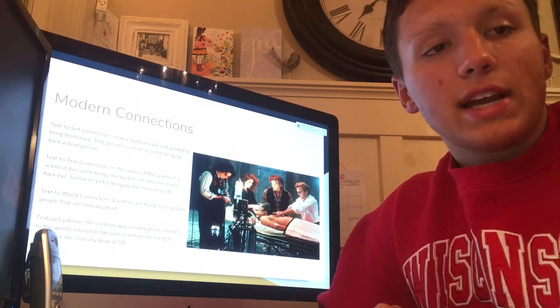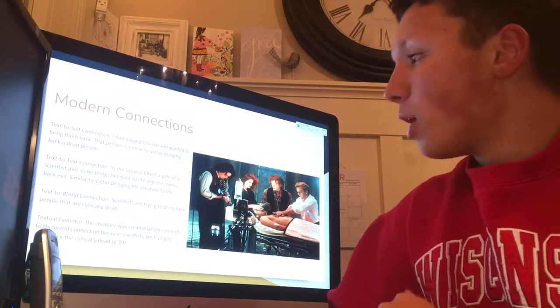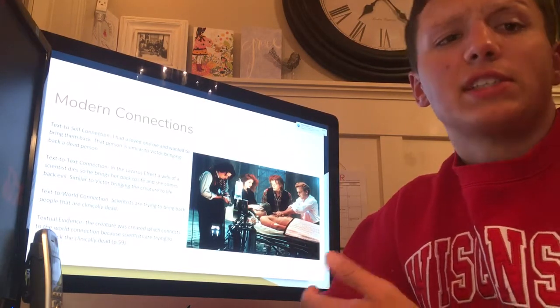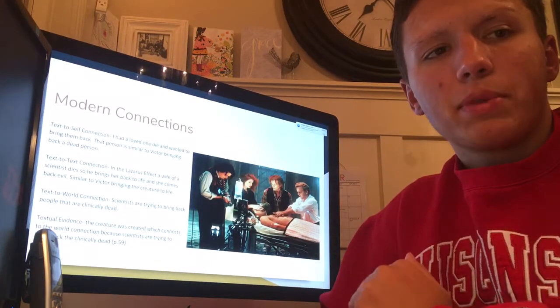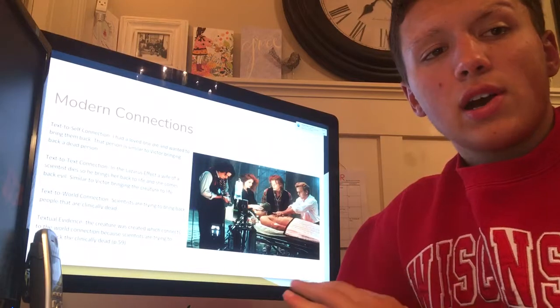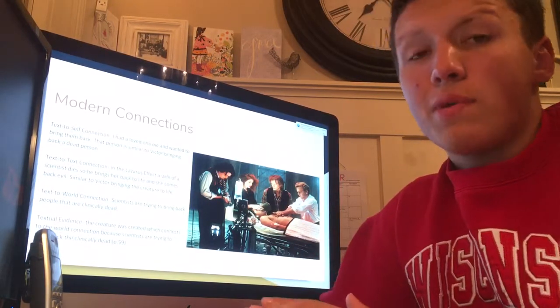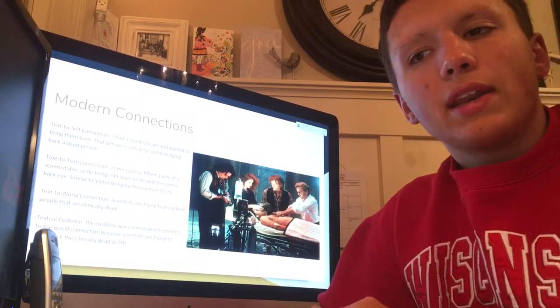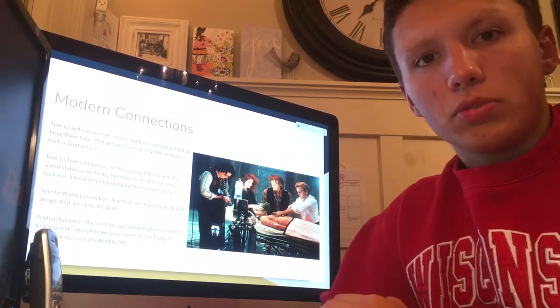All right, so text-to-text connection. In the movie The Lazarus Effect, a wife of a scientist dies, and he brings her back to life, but it backfired on him because she became evil. This is similar to Victor bringing the creature to life. He wanted to bring back another life form, or the same life form, and he turned out to be evil as he went through society.